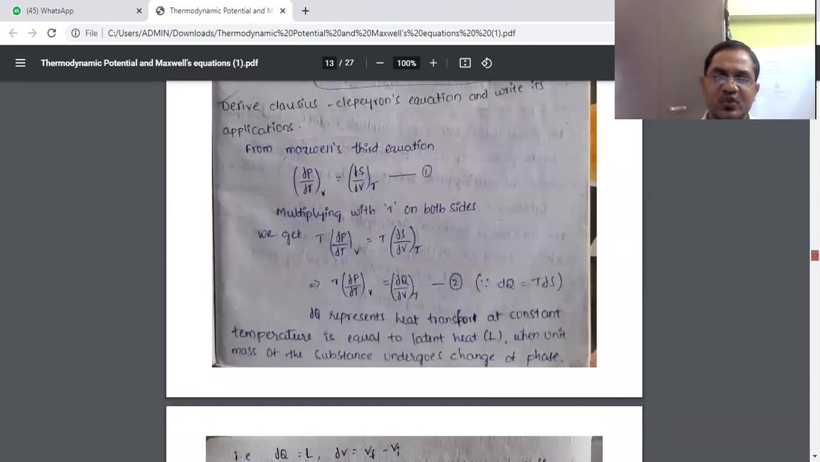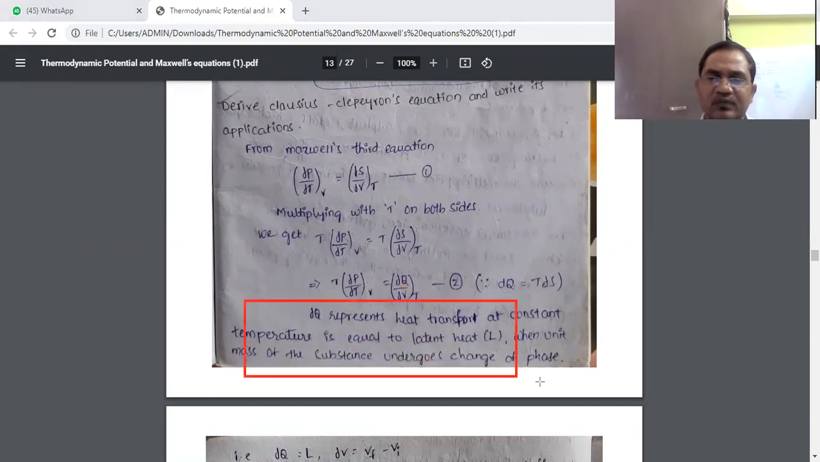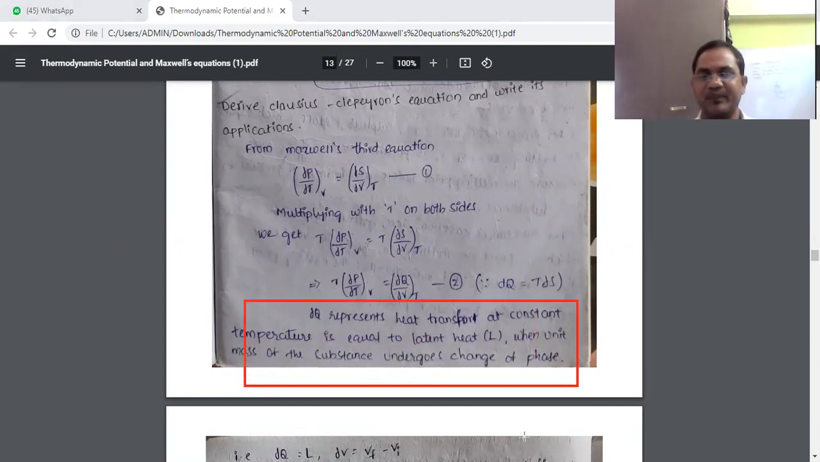So that is equation 2. Here, what is ∂Q? ∂Q represents heat transfer at constant temperature, because the term clearly indicates that on the right side we have ∂Q by ∂V at constant T. At constant temperature, a change of state occurs. For example, a solid can convert into a liquid, or a liquid can change into vapor, or a solid can change directly into vapor.